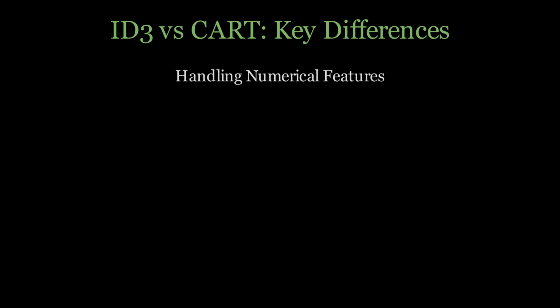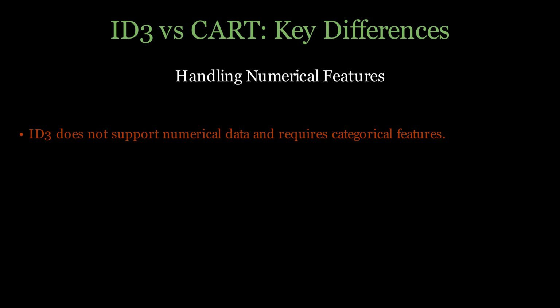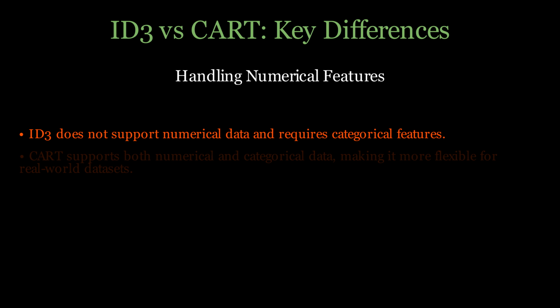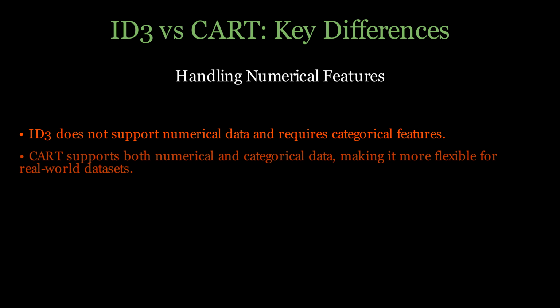Handling numerical features. ID3 does not support numerical data and requires categorical features. CART supports both numerical and categorical data, making it more flexible for real-world datasets.